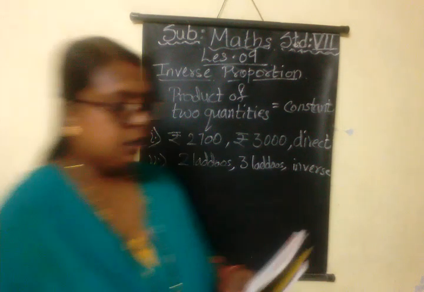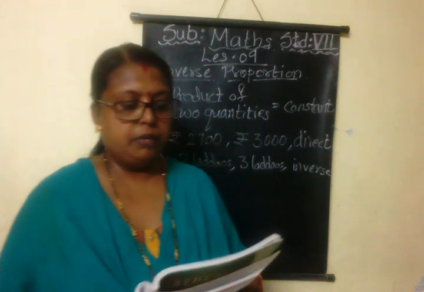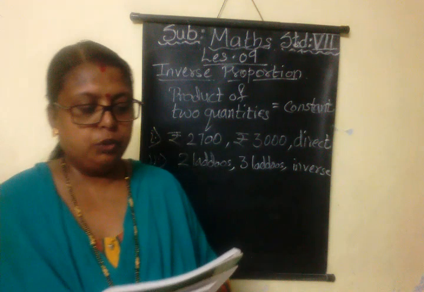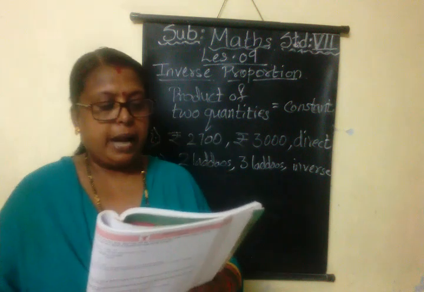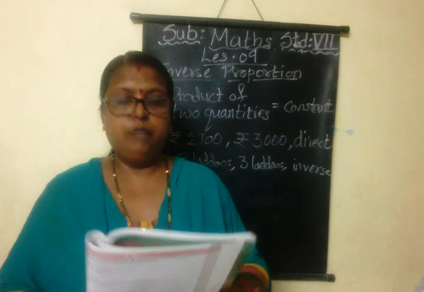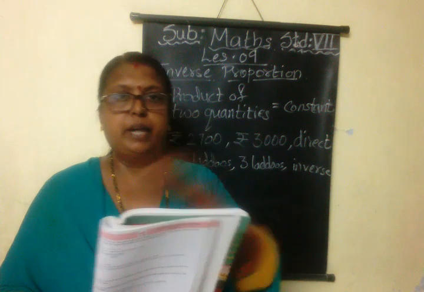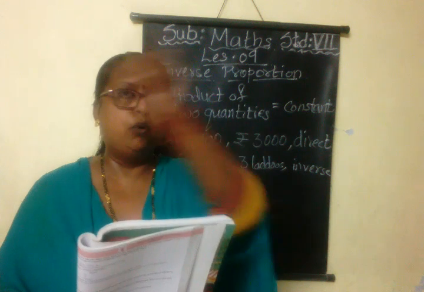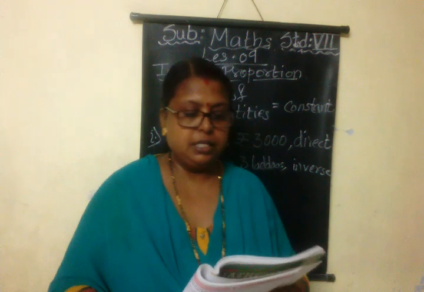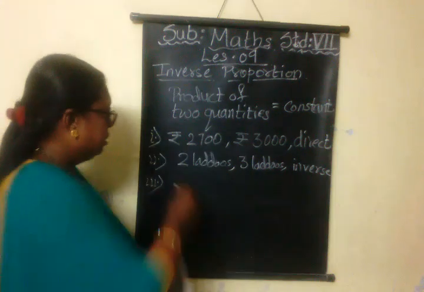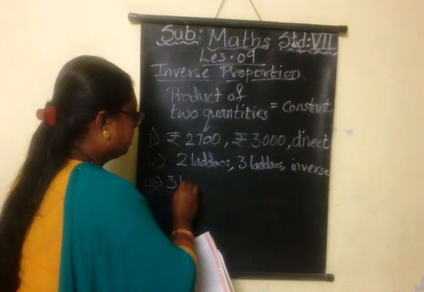Third example. The farm is 120 km away from school. The bus went to the farm at the speed of 40 km per hour and took dash hours. If the farm is 120 km away and the speed is 40, then 40 times how many is 120? 40 threes are 120. So the answer is 3 hours. It will reach in 3 hours.